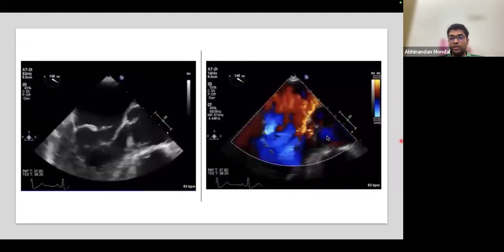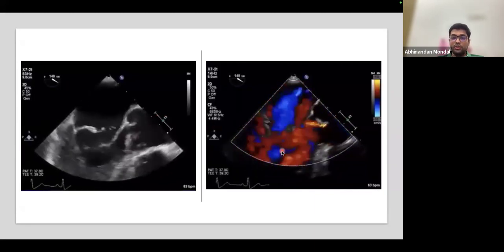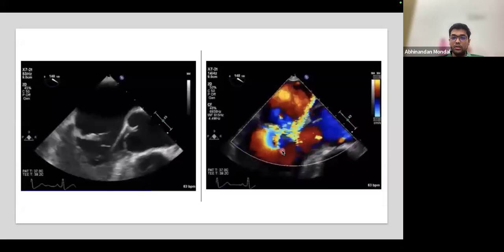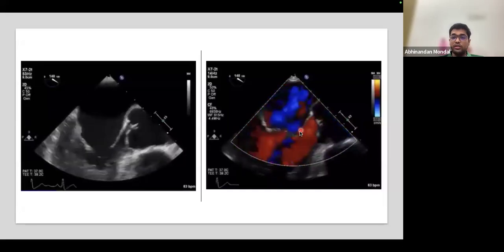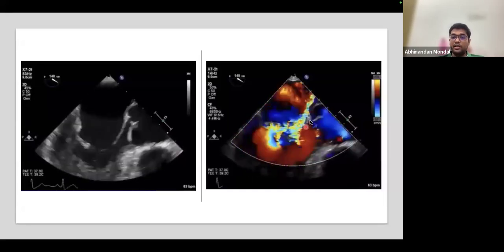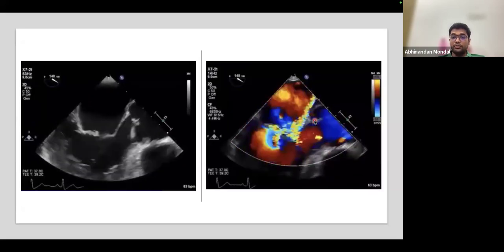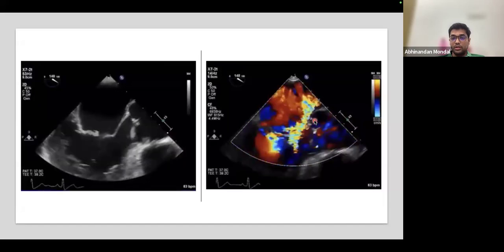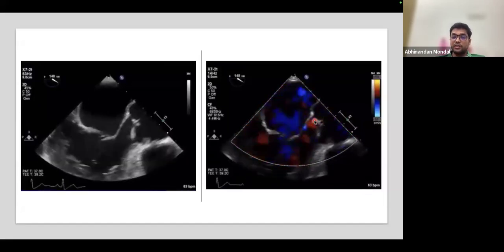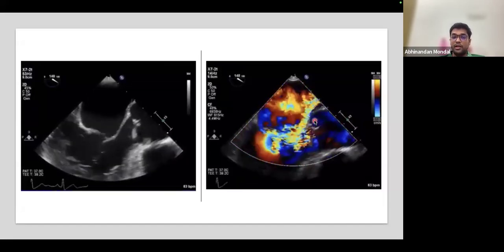You put the color Doppler, you can see a nice flow convergence and also this wall hugging jet towards your anterior mitral leaflet. That means towards your unaffected leaflet. So this is a severe MR as it is a wall hugging jet and also this is a flail.